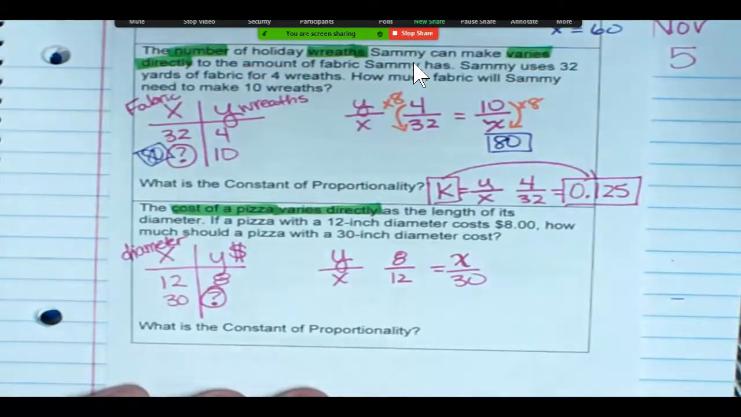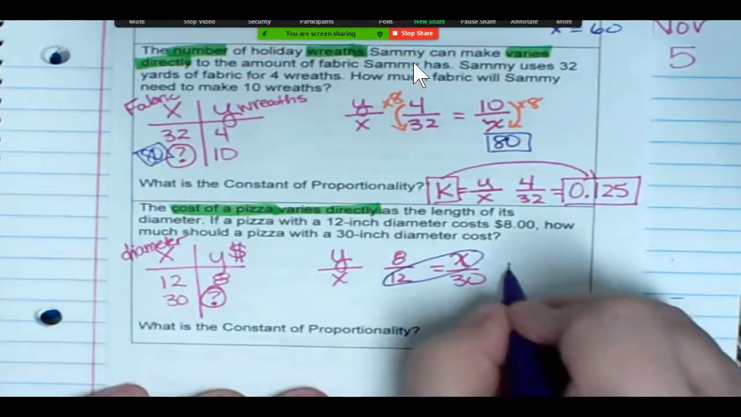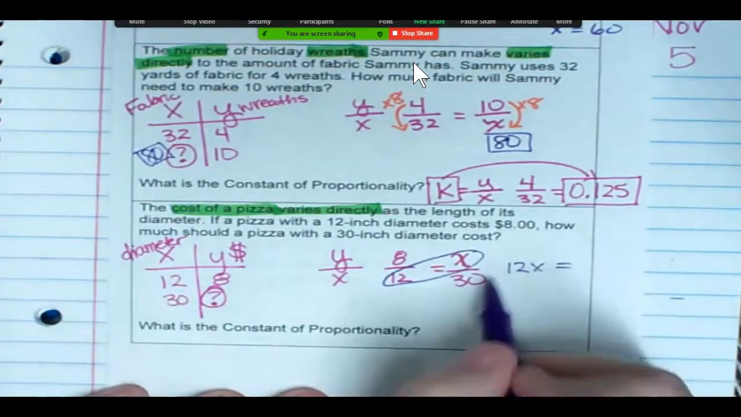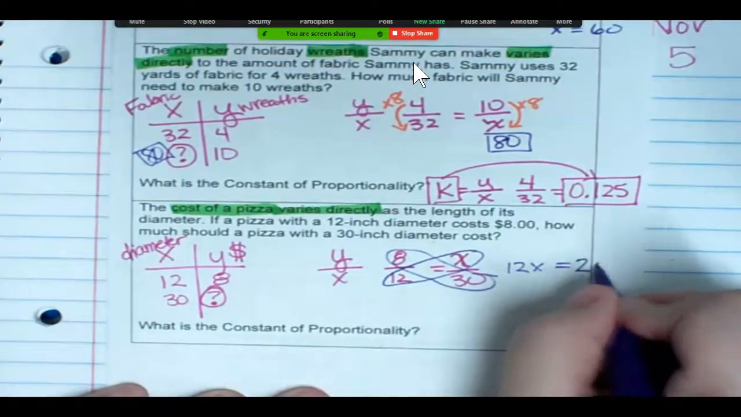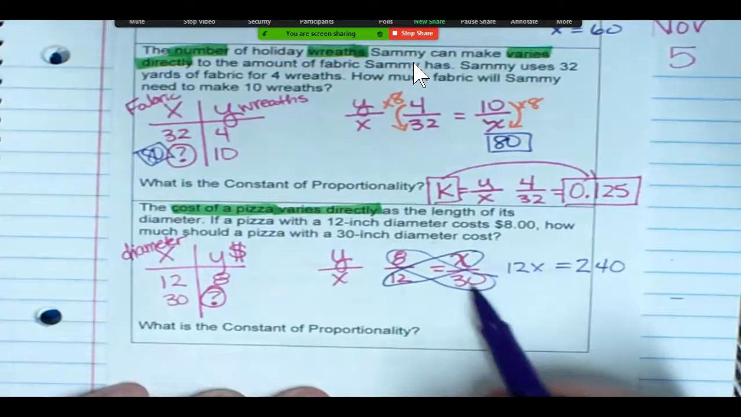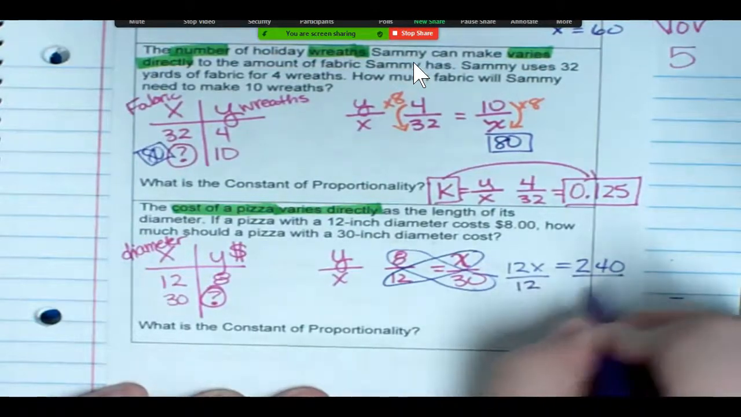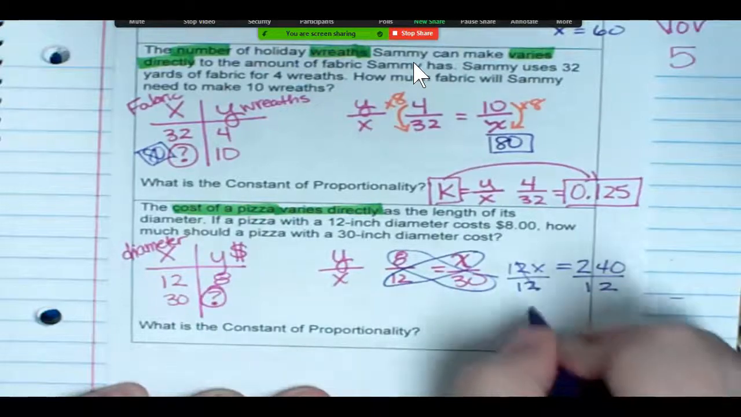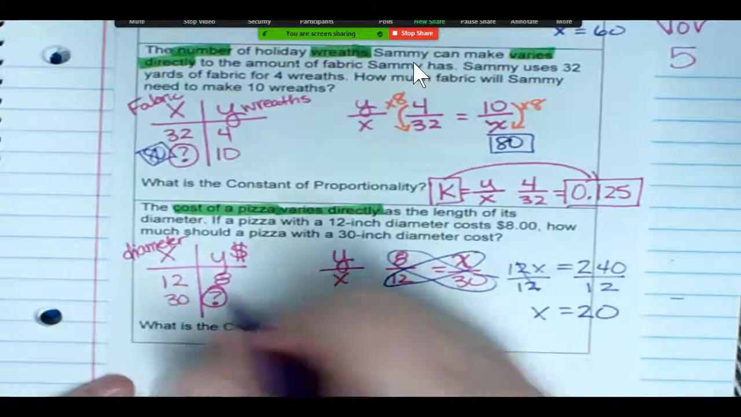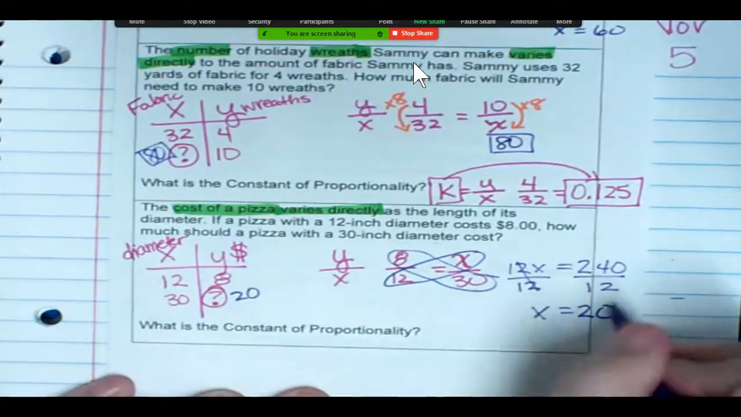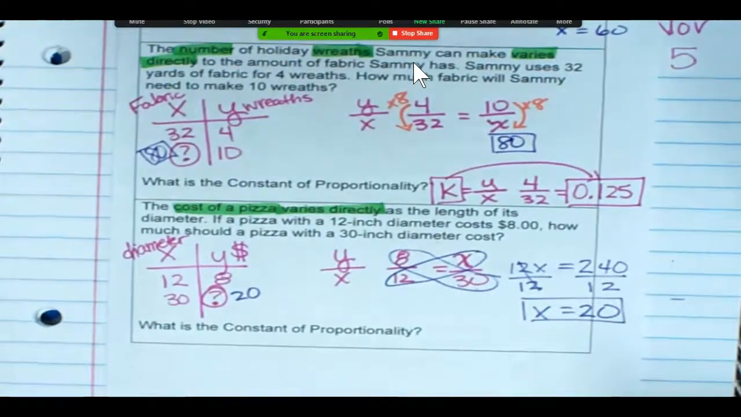Cross, multiply, and divide. So I'm going to take 12 times x, 8 times 30. 240. So 240 divided by 12, because I need to get rid of it. Cancel it out. So x is equal to 20. So it would cost $20.